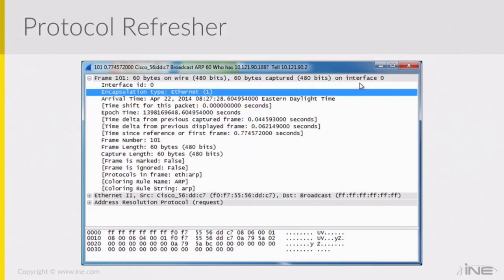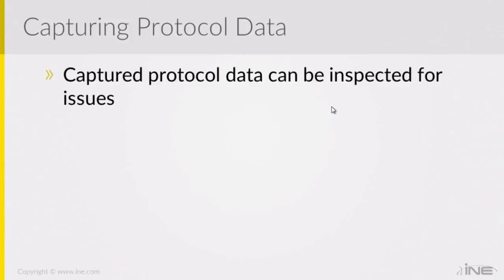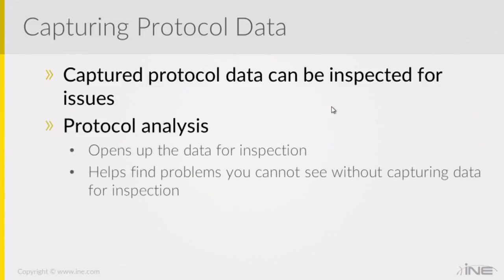So again, what's very relevant here is not just understanding the protocols themselves, but really understanding what those protocols mean to Wireshark. And again, this captured protocol data can be inspected for issues, and that's where protocol analysis comes in. When you open up the data for inspection, you look at things, for example, like, well, why did this packet drop? Does it have an appropriate TTL? Does this ICMP have the correct flag? Is it a packet that's getting dropped? Does it have the correct flag set?